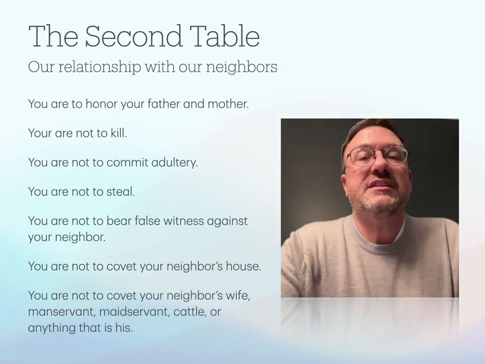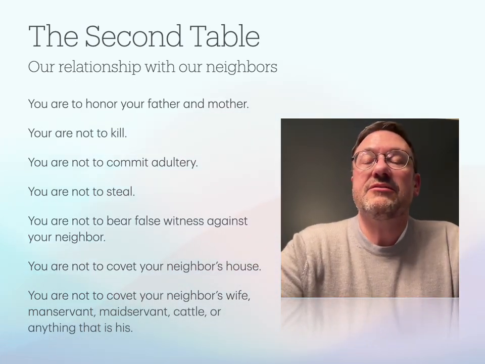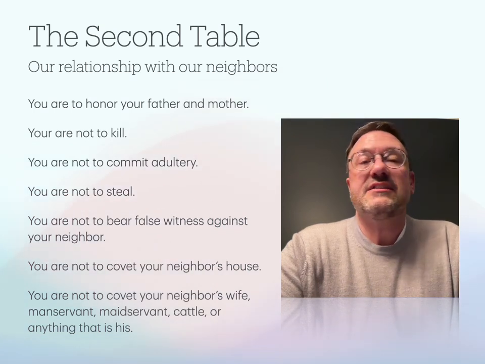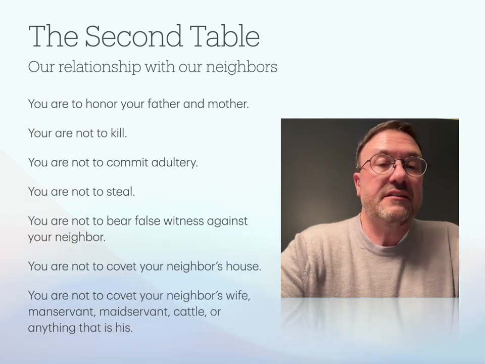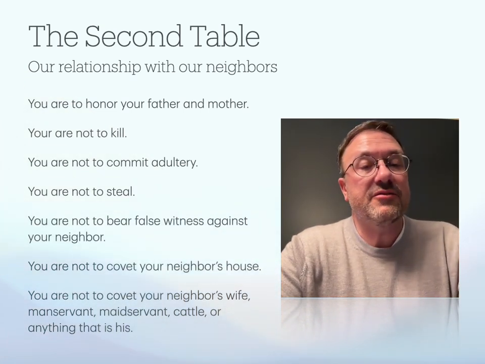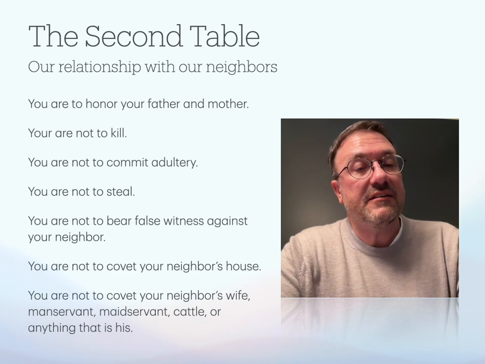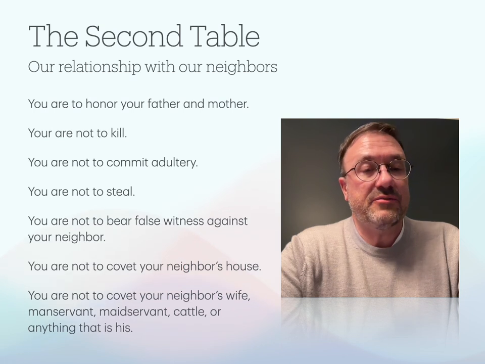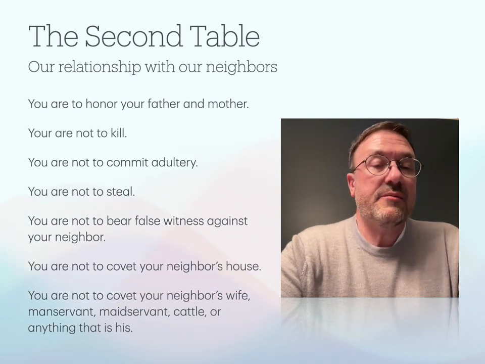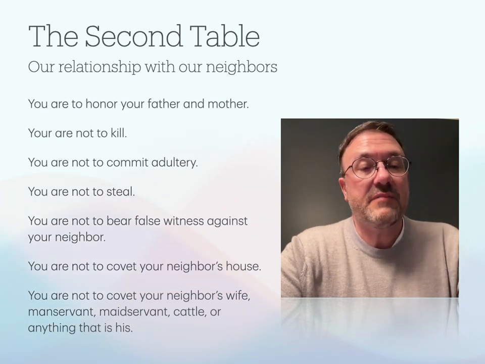The second table of the Ten Commandments tells us how we are to relate to the neighbor. This table contains the fourth through the tenth commandments. You are to honor your father and mother. You are not to kill. You are not to commit adultery. You are not to steal. You are not to bear false witness against your neighbor. You are not to covet your neighbor's house. You are not to covet your neighbor's wife, manservant, maidservant, cattle, or anything that is his.